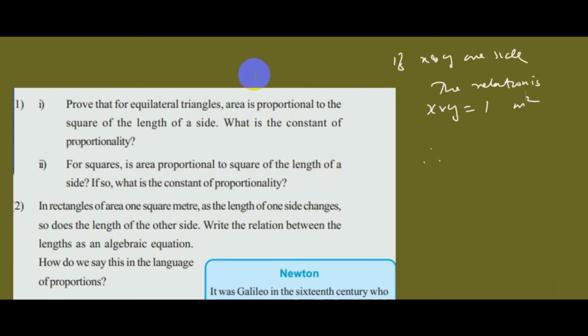xy is equal to 1, so what can we say? In the language of proportion, x and y are in inverse proportion. Therefore, that is the answer to that question. You can write the second question and this explanation in your notebook.